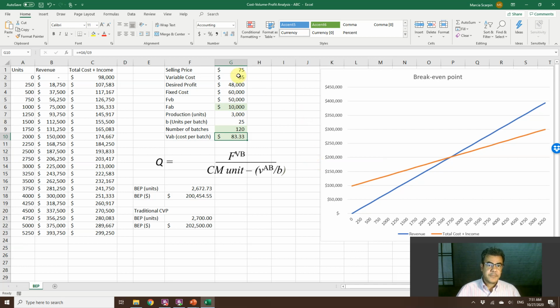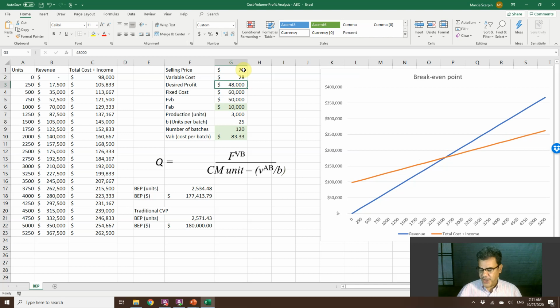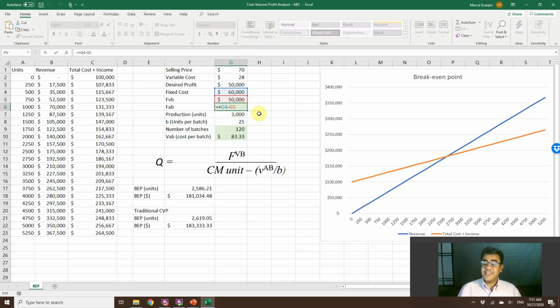So let's consider here that we have selling price 75, variable cost 35, desired profit 48. Or let's change it to 70 and 28, and desired profit 50. Changing numbers. And our fixed cost is 60. However, so sorry, 50,000, they are pure fixed costs. They don't change by any means. However, we have 10 that are fixed, but they vary based on batches. And this 10 is the remaining: 60 less 50.